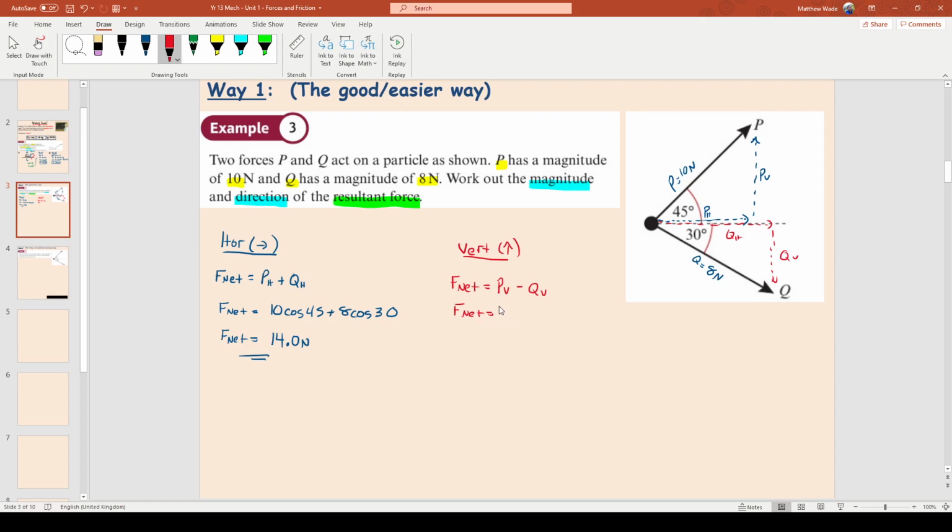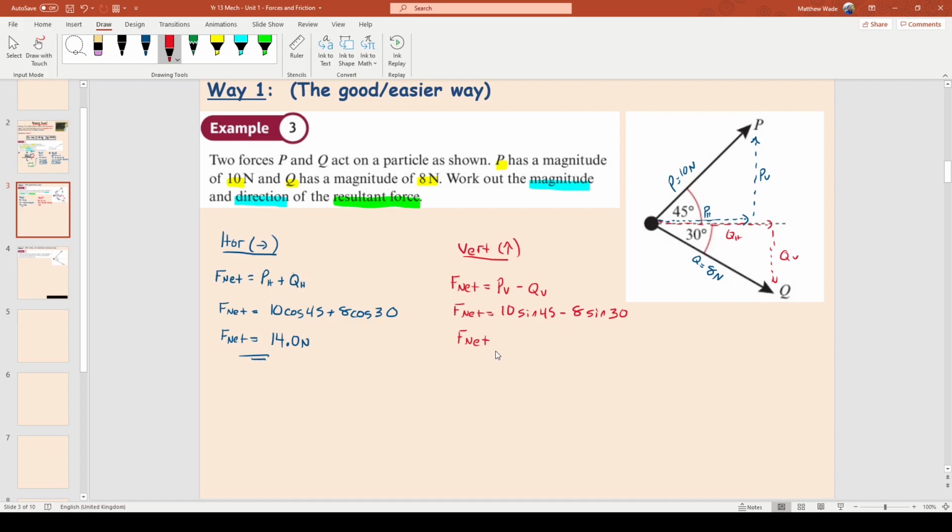F net equals, this is going to be 10 sine 45, take away 8 sine 30. The sines are from opposite in SOHCAHTOA in the triangles, which means vertically our overall balance of forces, I almost hope that this is negative, I don't think it will be though. 10 sine 45, take 8 cos 30, give me negative. Oh, positive. Gosh, I'm too good at this. So 10 sine minus 8. Oh, shoot, sine. Yeah, no, hang on. I typed it wrong. Sorry, buddies. I put in cos and not sine. 8 sine 30. I was like, that's too small of an answer.